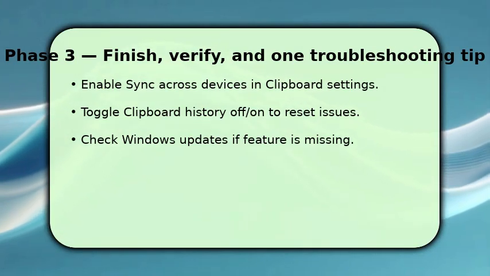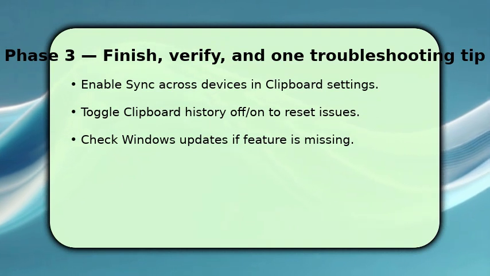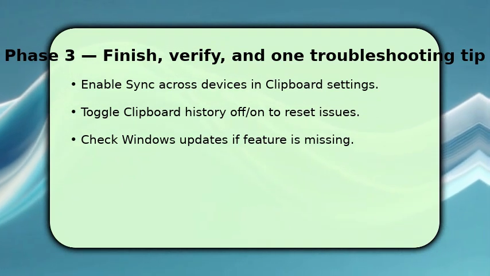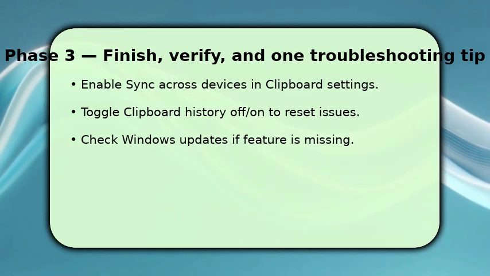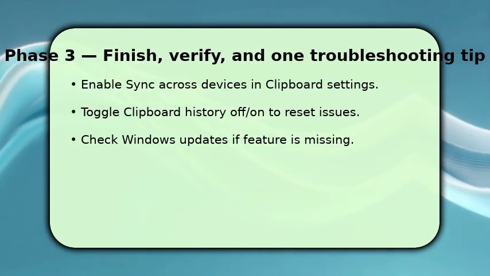Open Settings System Clipboard to toggle sync across devices on. This shares clips using your Microsoft account. If items stop appearing, turn clipboard history off, restart, then turn it back on to reset the service.